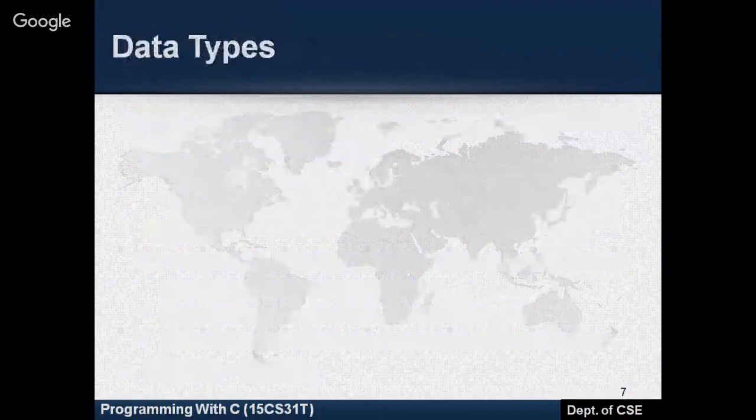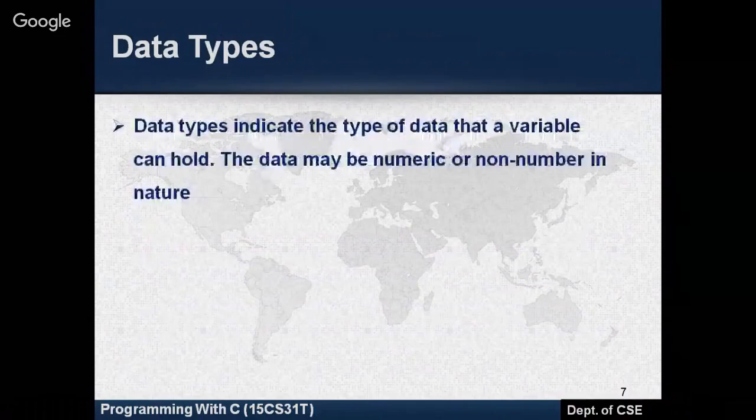Let's go to what a data type is. As I told you, variables are used for storing data. So if you want to create variables, you must use data types. A data type indicates what type of data you are going to store in a variable. A data type defines the amount of storage space allocated to the variable. Data may be numeric or non-numeric in nature.